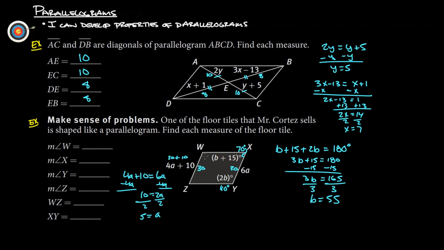Probably quickest way to do this is opposite angles of a parallelogram are congruent. So if this is 110, W has to be 110. Measure of angle X we figured out was 70. Measure of angle Y was 110. Measure of angle Z is opposite of that is 70, so this is going to also be 70. And then WZ is 30, and XY is also 30.